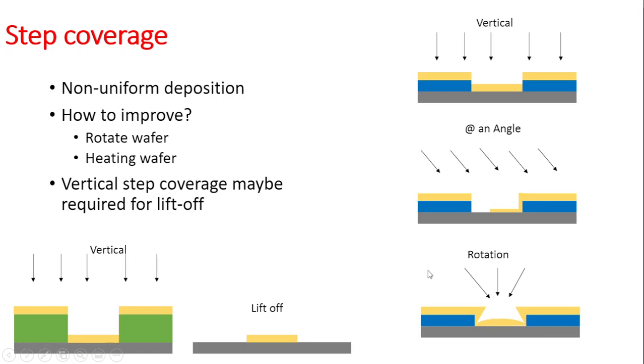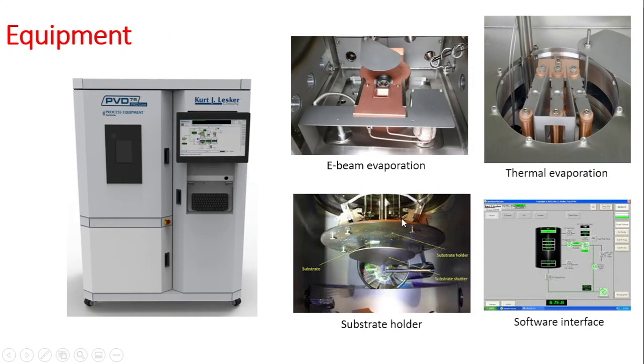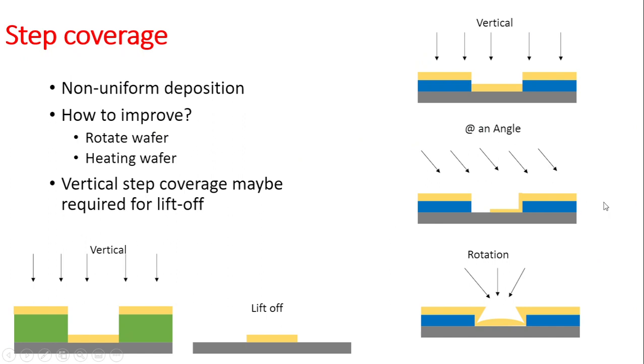So one way to improve this is to rotate the wafer. As I mentioned before, the PVDs actually have this substrate holder which can be rotated at a required speed. So when you have a rotation, your deposition profile might be something like this. And another way to improve would be to heat your substrate, but heating must be done very carefully because it can result in extensive grain growth that can also degrade the quality of your deposition.